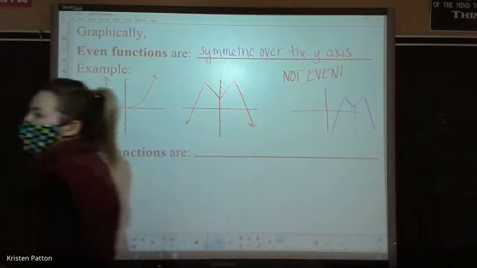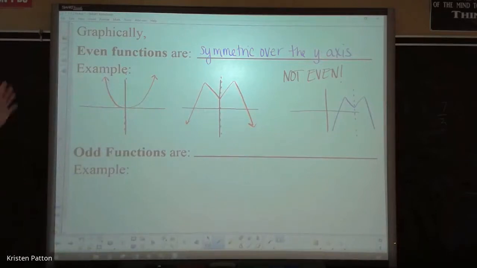Well, it would seem like it would make sense that if even functions are symmetric over the y-axis, then odd functions should be symmetric over the x-axis. We only wish. Let me explain.